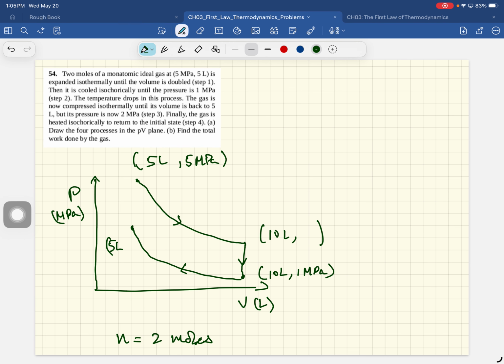So what we've shown is, if you go along this path, you've added 6,000 joules of heat. If you go along this path, you've added 4,800 joules of heat. If you go along this path, you've done 2,000 joules of work. And if you go along this path, you've done 800 joules of work. So you see, heat added and work done are path dependent.